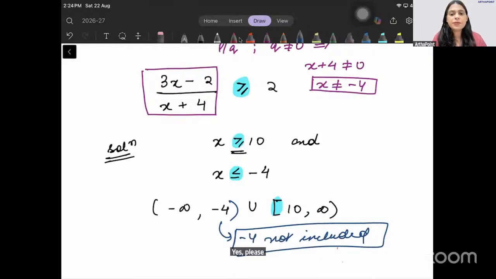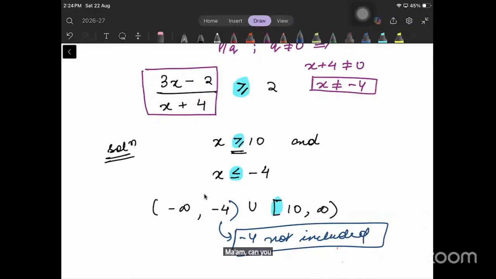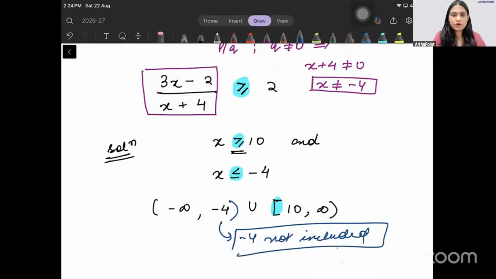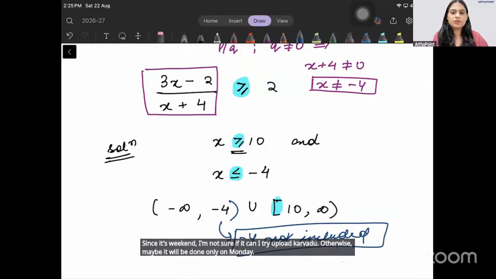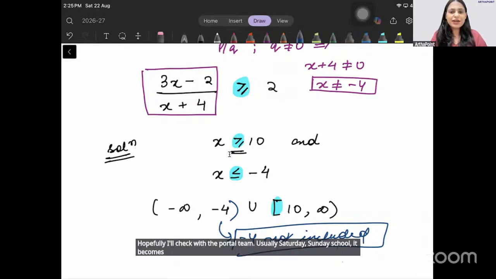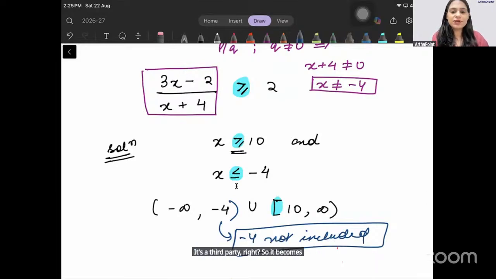Ma'am, can you please upload this written format notes so that we can just go through it once? Yes, I will upload that. But since it's the weekend, I'm not sure if it can be done. I will try to get it uploaded today itself. Otherwise, maybe it will be done only on Monday. Hopefully, I'll check with the portal team. Usually on Saturdays and Sundays it's a third party, right? So it becomes difficult to get it uploaded. Okay. Thank you.